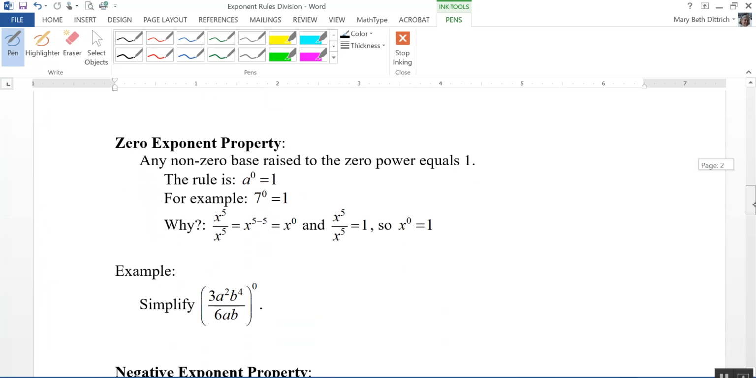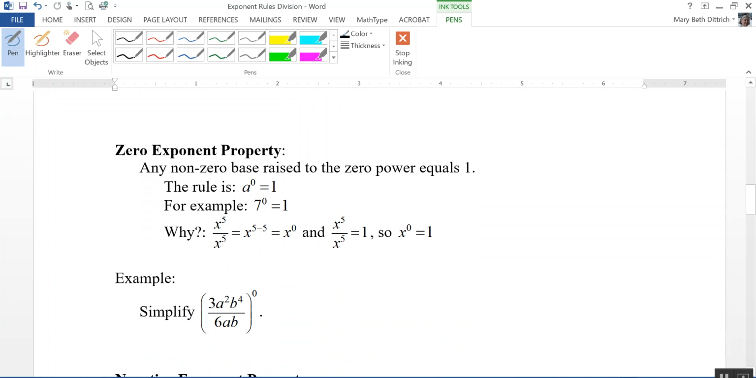Our next rule is the zero exponent property, and it says that any non-zero base raised to the power of 0 equals 1. So the rule is a to the 0 power, or anything to the 0 power, equals 1. So for example, 7 to the 0 equals 1.